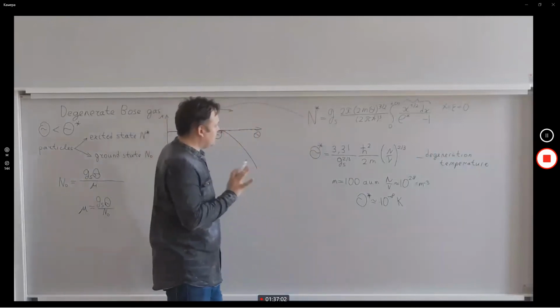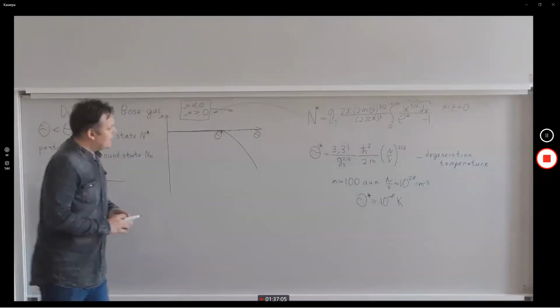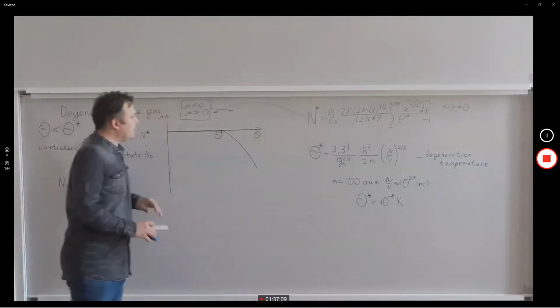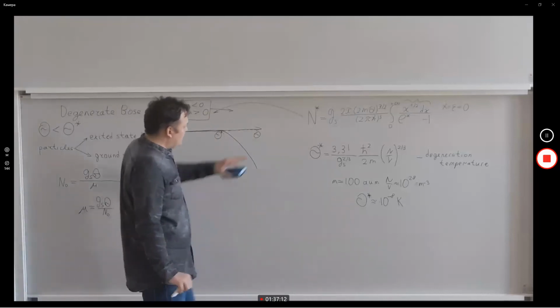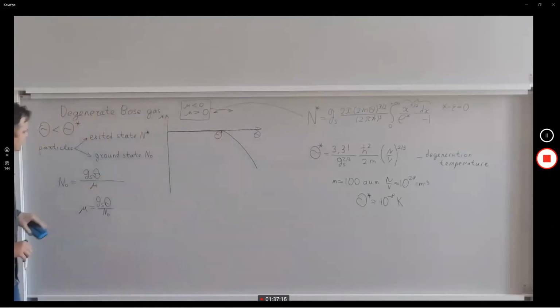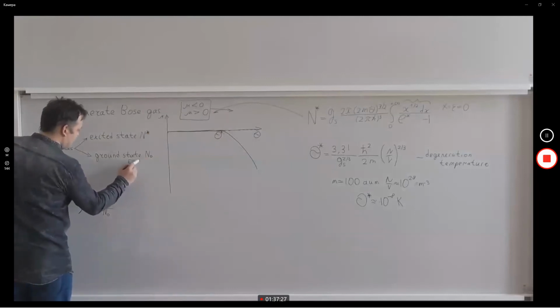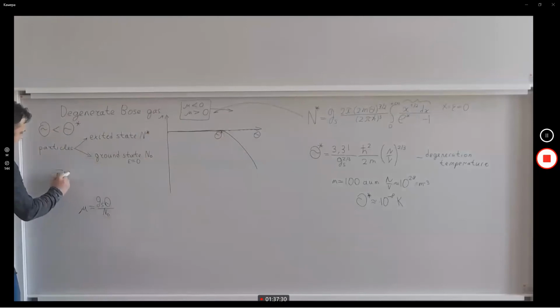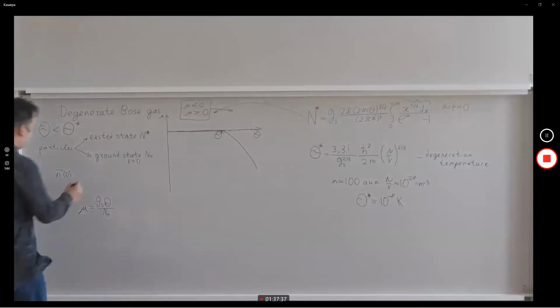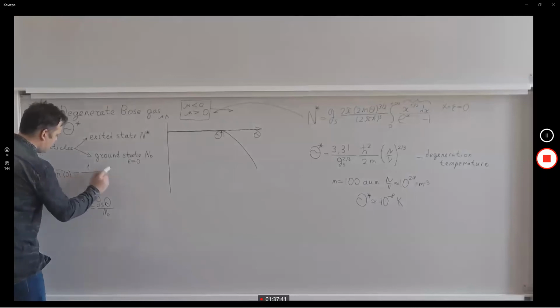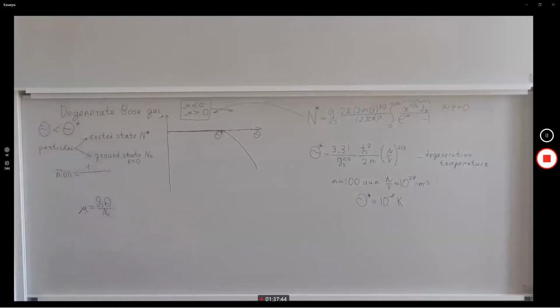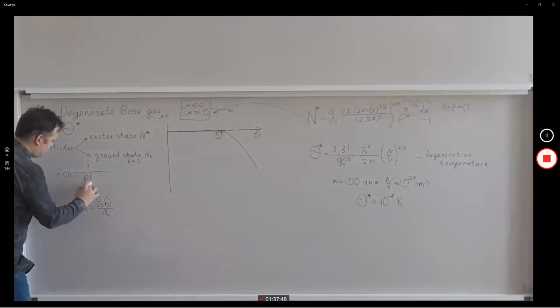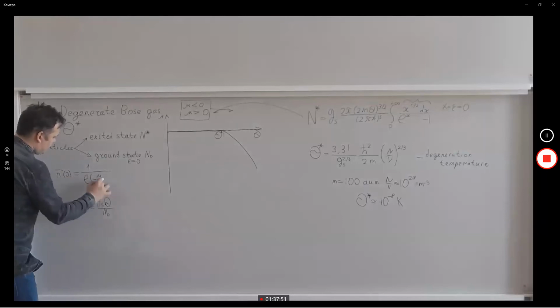We consider only the ground state. And now we consider the ground state. To compute the number of particles at the ground state, we should use Bose statistics. The ground state has zero energy. The average number of particles at zero energy equals 1 over exp of (epsilon minus mu) divided by theta, minus 1.